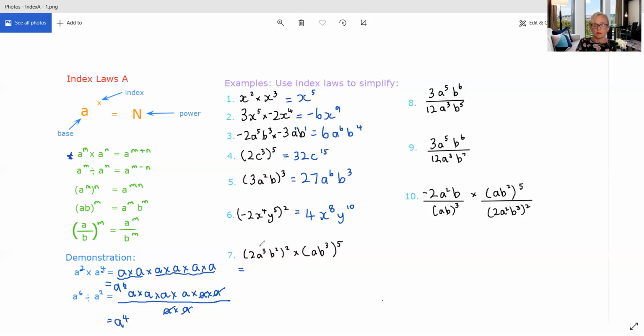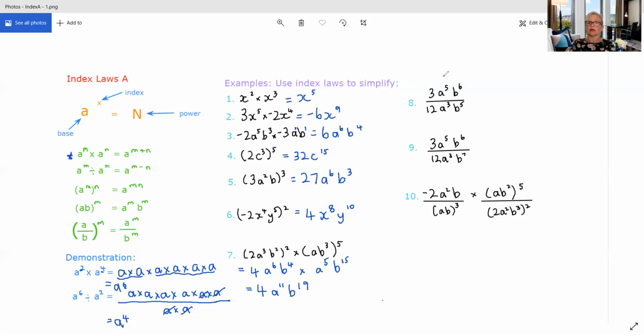Okay. Let's get rid of our brackets by bringing in that power to each bit. 2 squared is 4. A cubed squared is a to the 6th. B squared squared is b to the 4th. A to the 5th and b to the 15th. And then we're just going to tidy up. So we're going to get 4. A squared by a to the 5th is a to the 11th. B to the 4th by b to the 15th is b to the 19th.